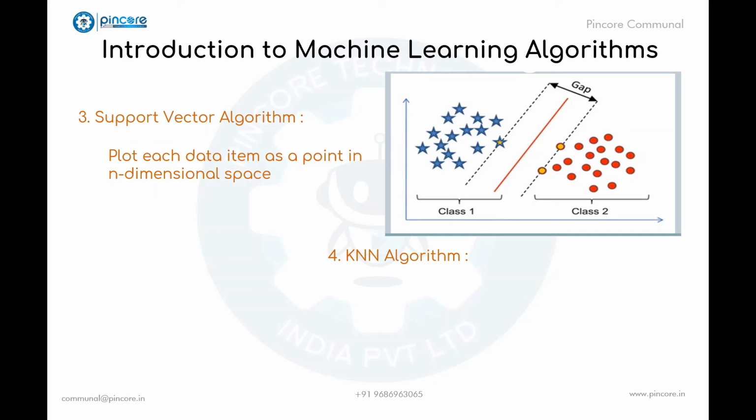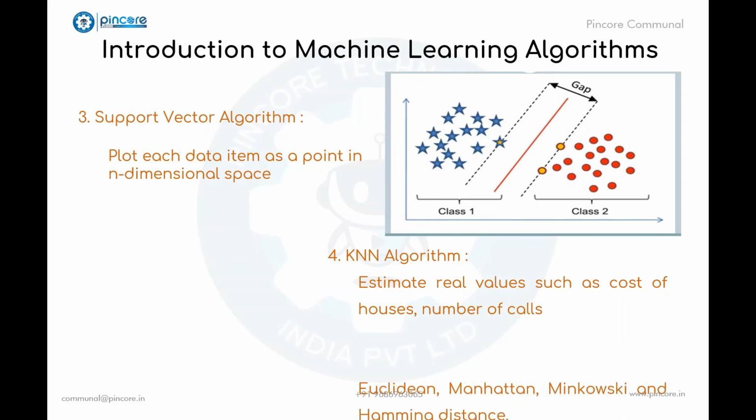Next is the KNN algorithm, that is the K nearest neighbor algorithm. It can be used for both classification and regression problems. K nearest neighbor is a simple algorithm that stores all available cases and classifies new cases by a majority vote among the K nearest neighbors, measured by a distance function. This distance function can be Euclidean, Manhattan or Hamming distance.